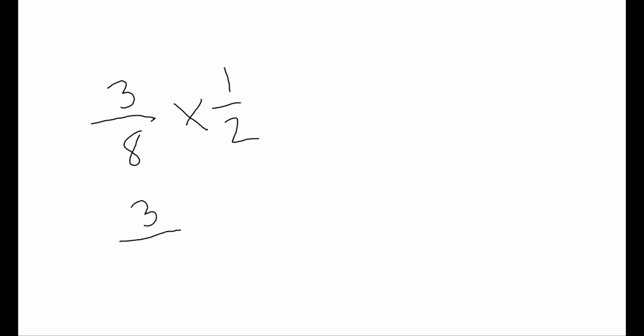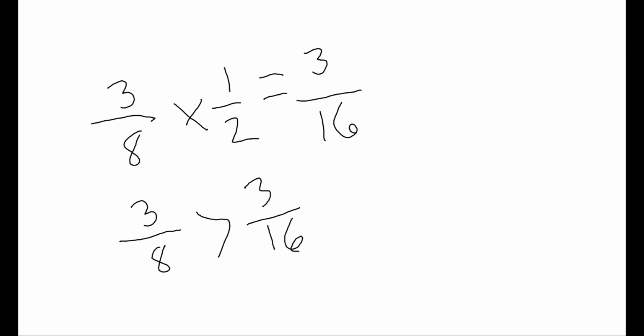Problem B, 3/8 times 1/2. 1/2, the number you're multiplying by, is again less than 1, meaning 3/8 is going to be larger than the answer. So what is 3 times 1? 3. 8 times 2 is 16. So you know 3/8 is bigger than 3/16.